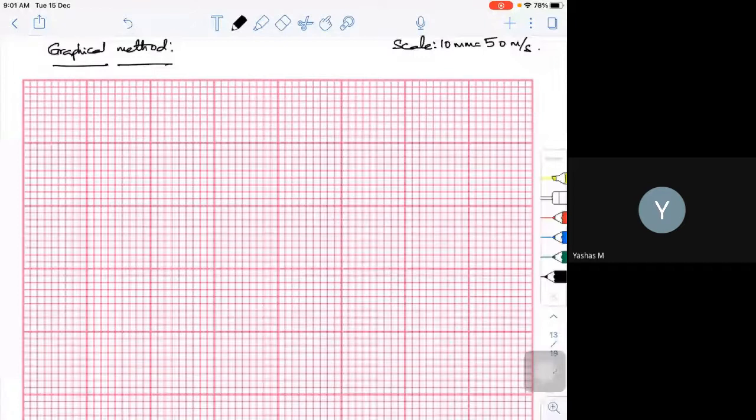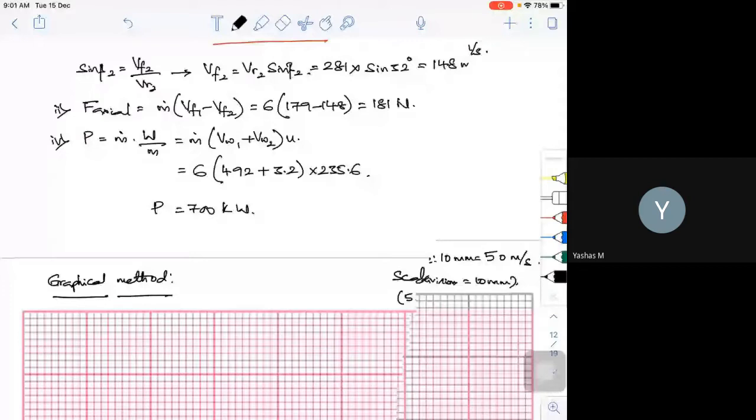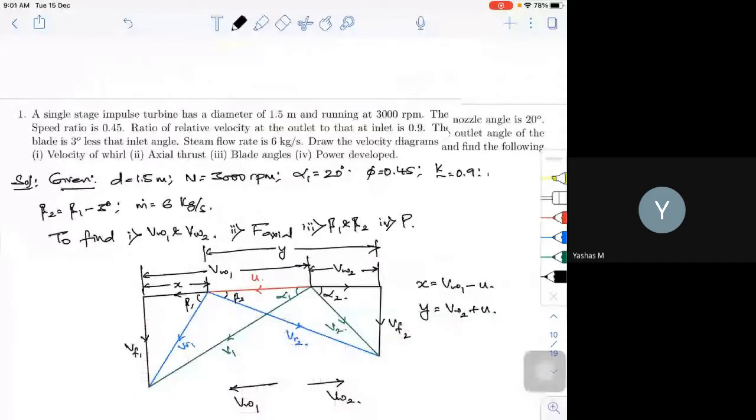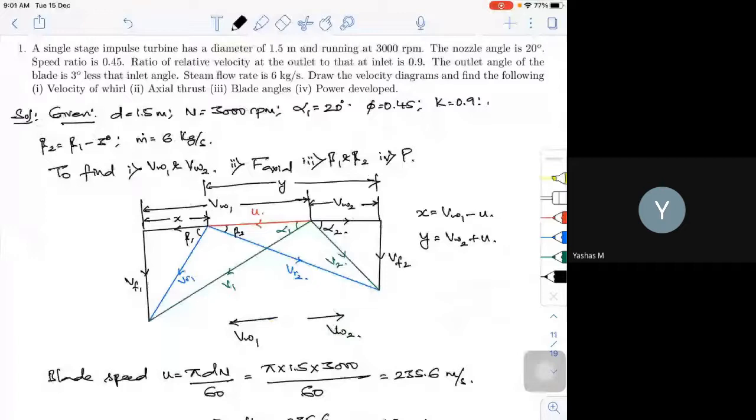In this particular graph, 5 divisions is equal to 10 mm. This is my reference scale. Let me go back to the problem statement. You have diameter 1.5 meters, speed around 3000 rpm, alpha 1 given, speed ratio 5, friction factor k equal to 0.9, beta 2 is 3 degrees less than beta 1, and the mass flow rate is given. The other things you have to find.